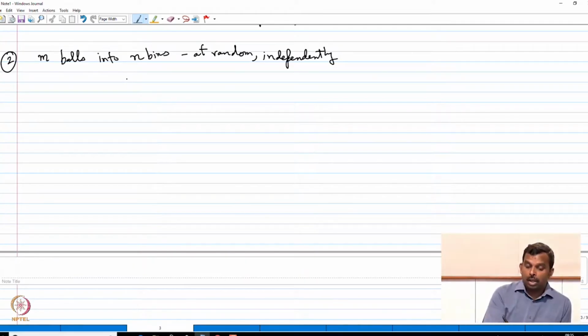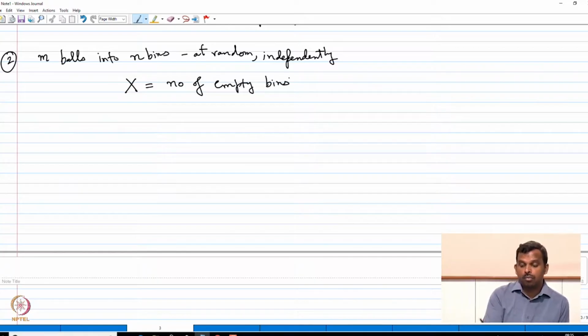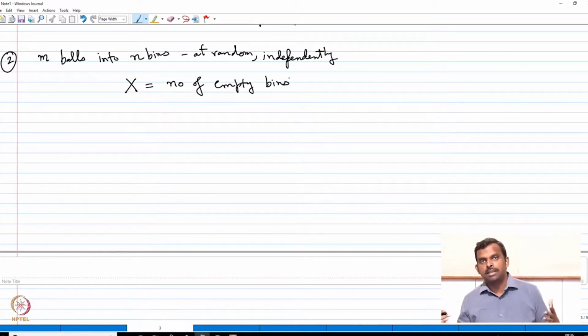I'm going to define a random variable x as the number of empty bins. You throw all these balls into these bins, and finally you count up how many bins are empty, and that's your random variable x. It turns out this is not quite easy to study. There are maybe some extreme cases you can study more easily, but nevertheless, this is a slightly difficult random variable to get your hands around.